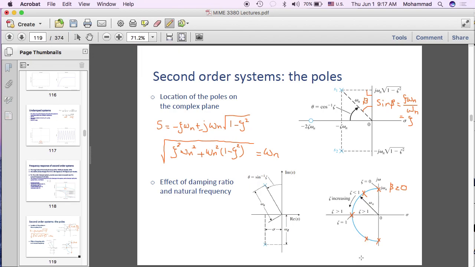And what happens if zeta goes more than 1? Then you have two poles, one located on this side and the other located on that side. So these two poles belong to an overdamped system.